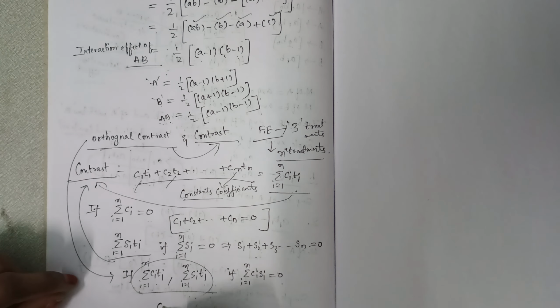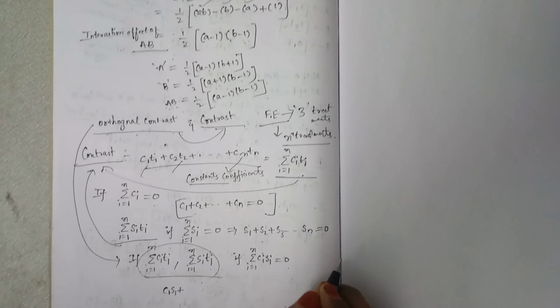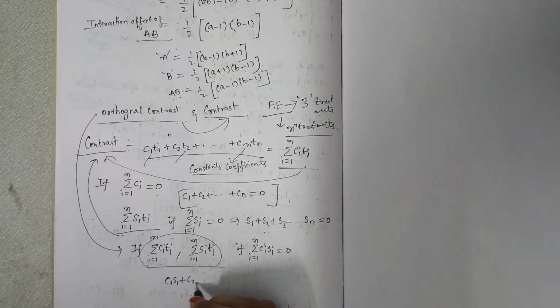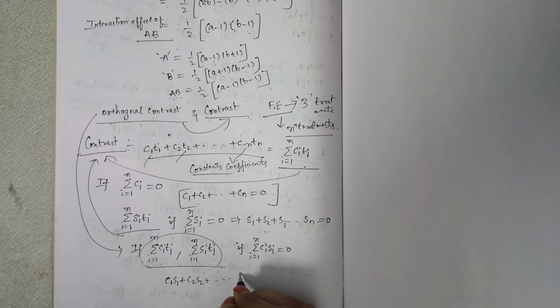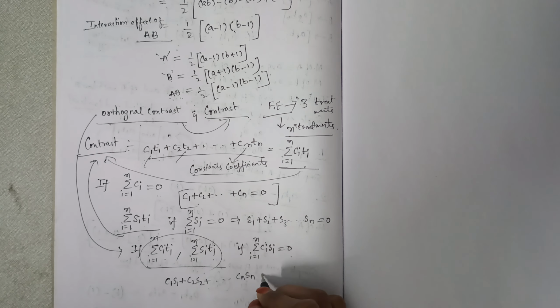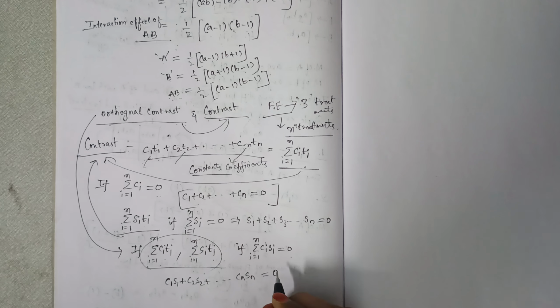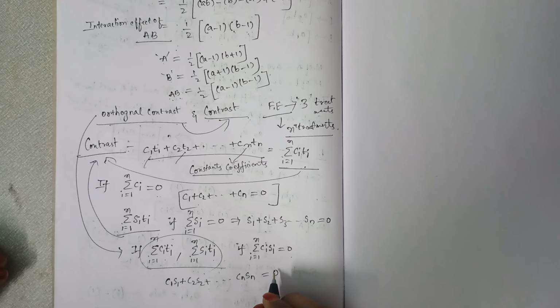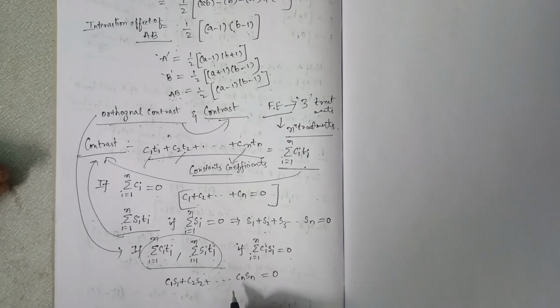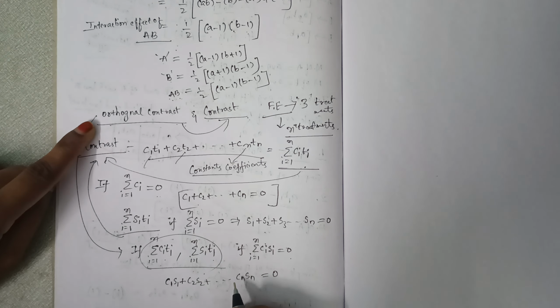అంటే ఏంటి, C1 S1 plus C2 S2 plus so on Cn Sn is equals to 0, then we call the linear combination of the treatments or treatment effects or treatment means said to be orthogonal contrast.